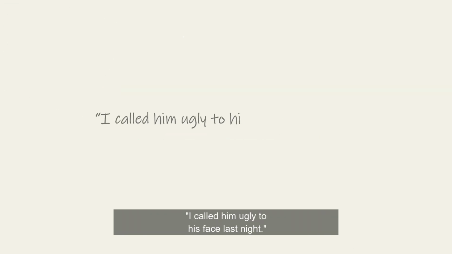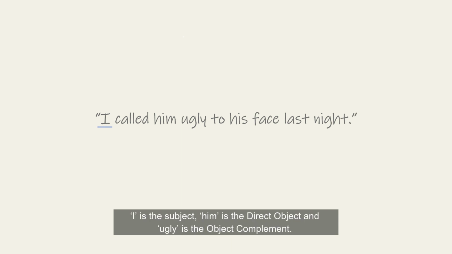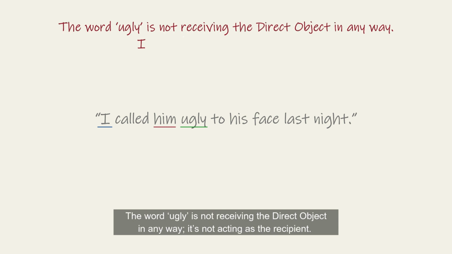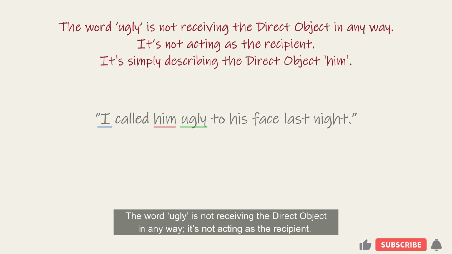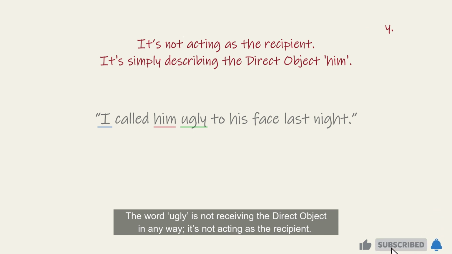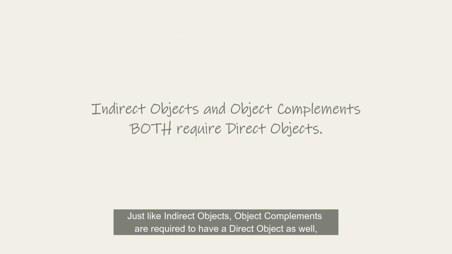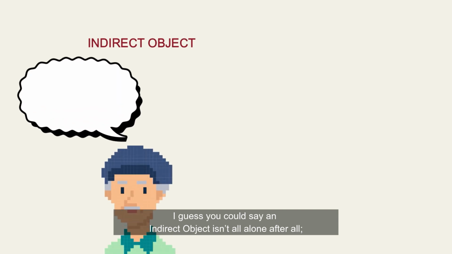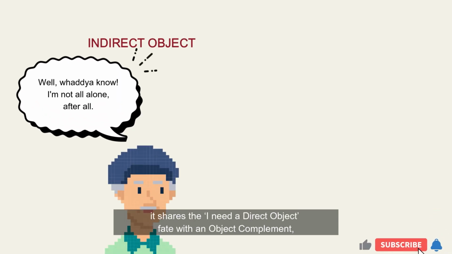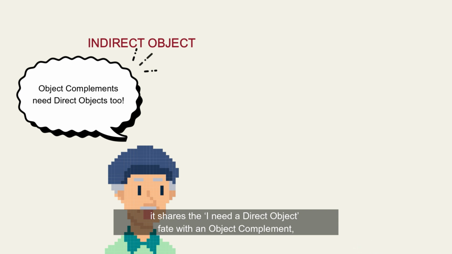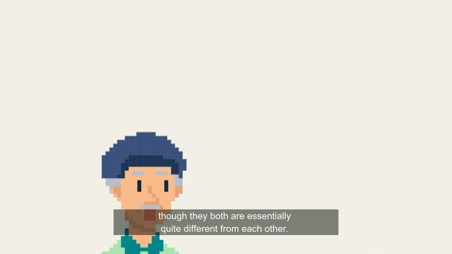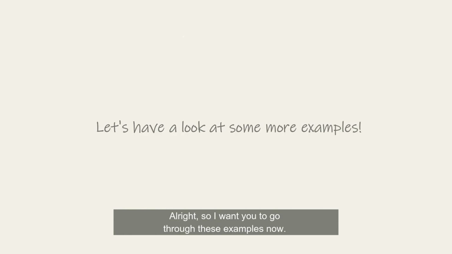I called him ugly to his face last night. I is the subject, him is the direct object, and ugly is the object complement. The word ugly is not receiving the direct object in any way. It's not acting as the recipient. Just like indirect objects, object complements are required to have a direct object. Otherwise, how would we know what or whom the object complement is? I guess you could say an indirect object isn't all alone after all. It shares the I need a direct object fate with an object complement, though they both are essentially quite different from each other.